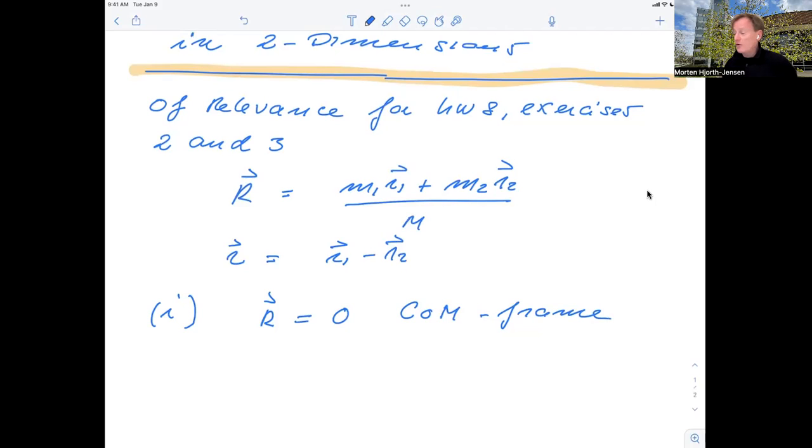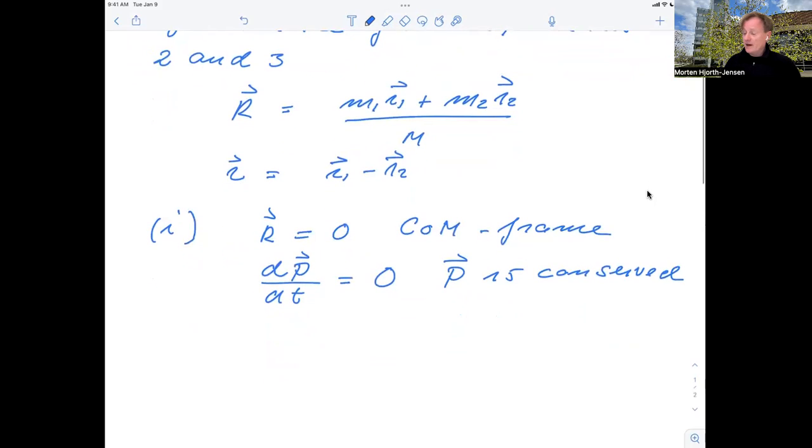Now, this simplifies our formalism quite a lot. One of the things which we also observed was that the total linear momentum, which is the sum of all the single momenta, has a derivative as a function of time equal to 0, which means that P is a constant, and we say this is conserved, and it's a constant of the motion. We also define this P, the total linear momentum, to be given by the total mass multiplied with the time derivative of the center of mass position.